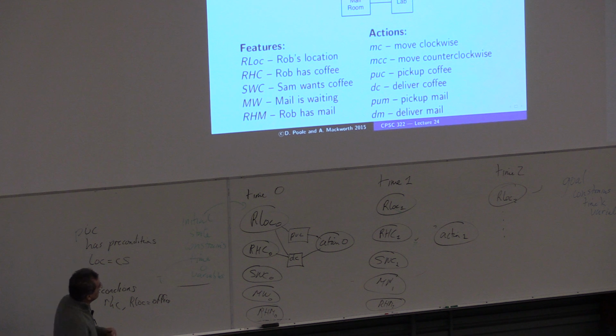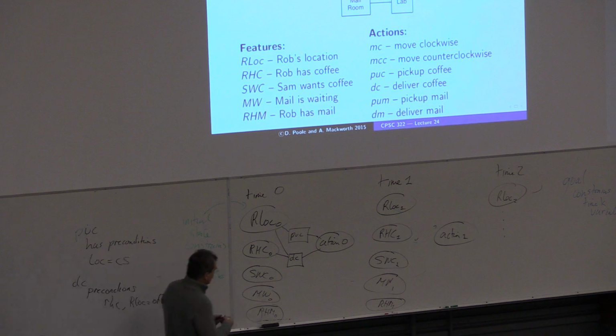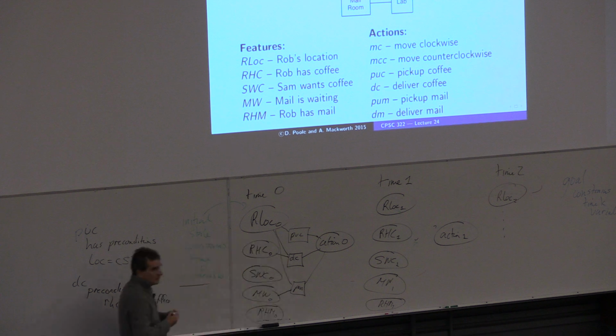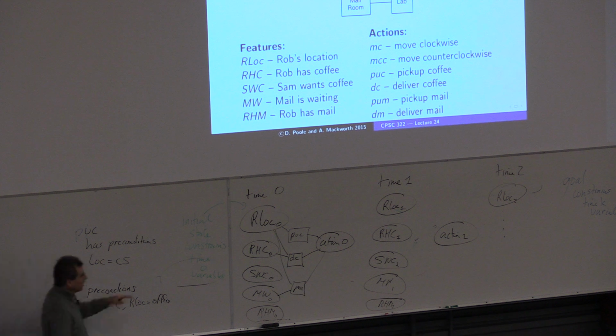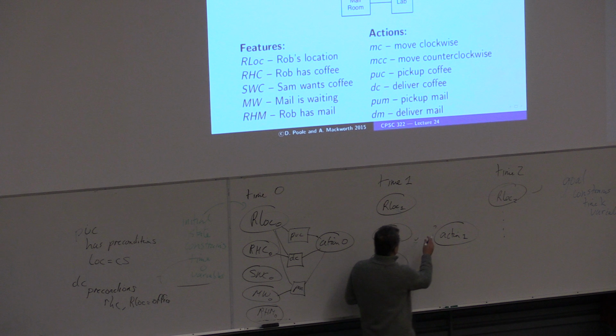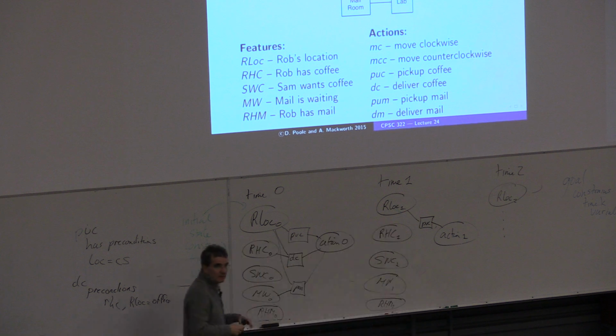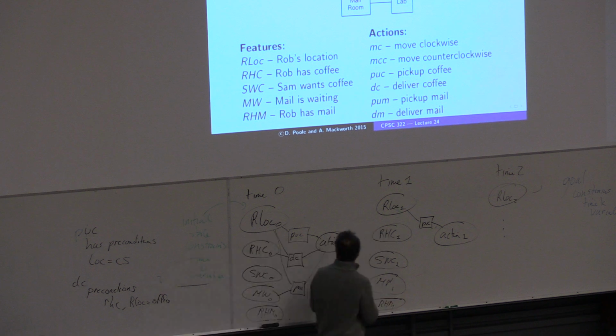What else can we do? There's pick up mail again. Mail has to be waiting, and the location has to be right. So pick up mail forms a constraint between where there's mail waiting, the location, and the action. Okay. And this one here occurs for all of the times, so there's the same constraint across here as well. Pick up coffee is a constraint between the action at every time and the previous state. Right, so these are all the precondition constraints.